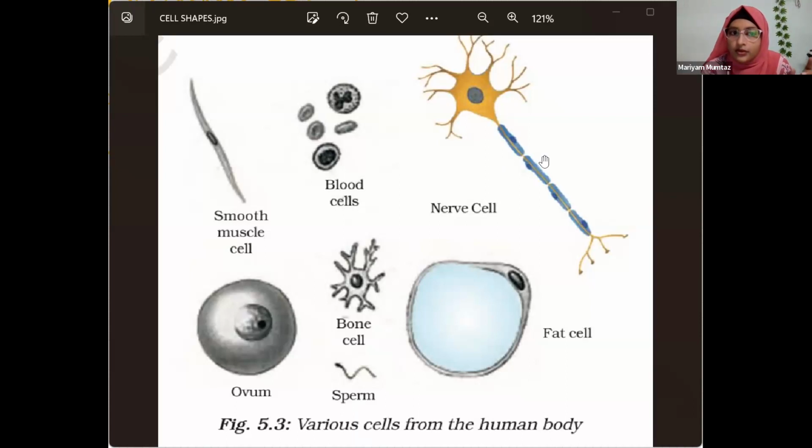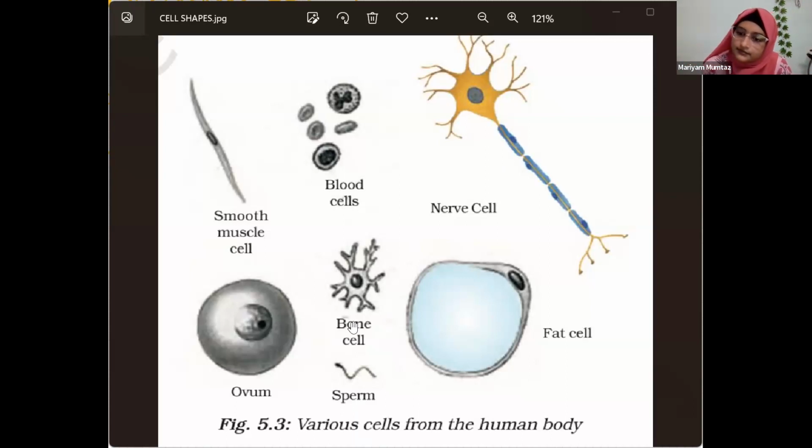Now see, I made you write that the shape and size vary according to the function. This is how I'm showing it. Different cells have different functions, and because of that, all of these look different.